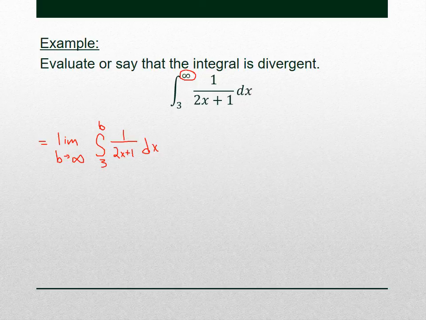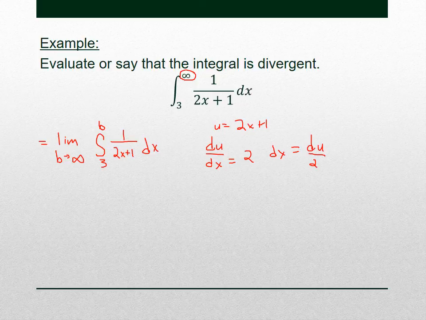Alright, so how do we find the antiderivative of 1 over 2x plus 1? Well, to do that, we're going to have to do a u substitution. So let's let u be the whole denominator, 2x plus 1. We'll take the derivative of that equation, and the derivative of u with respect to x is equal to 2. And so dx equals du over 2.